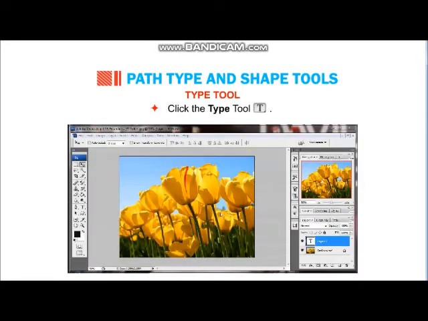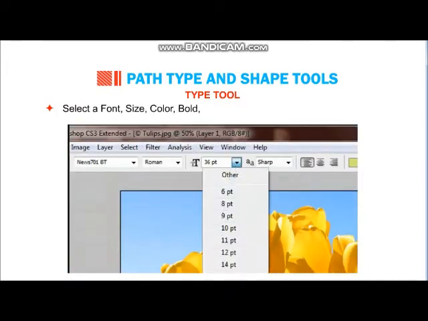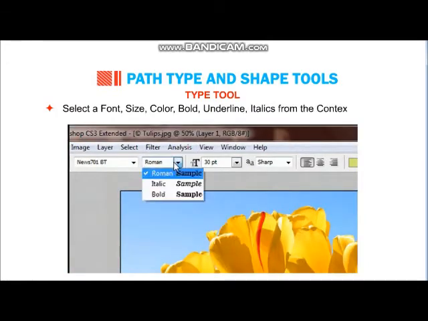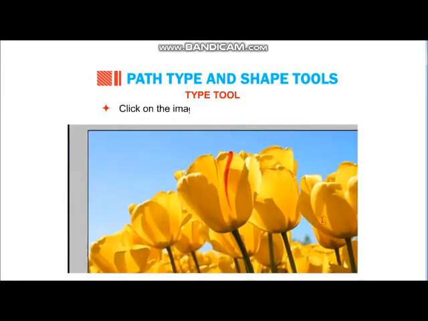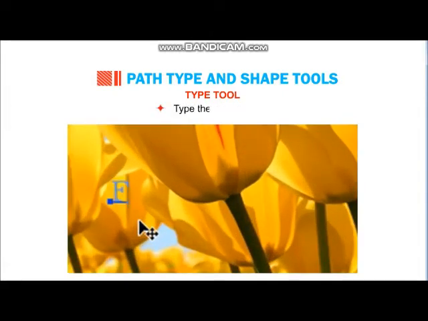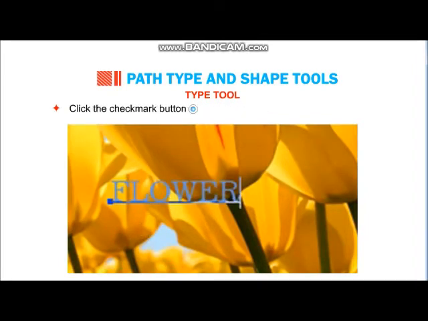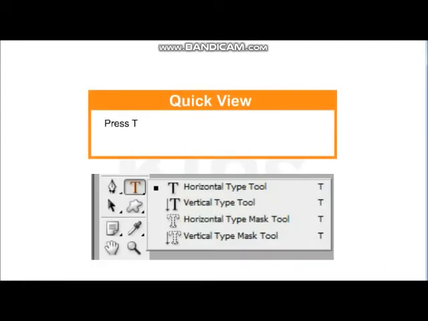Click the Type tool. Select a font, size, color, bold, underline, italics from the context menu. Click on the image where you wish to add text. Type the desired text. Click the check mark button on the context menu to end text editing. Students, you can press T to select Type tool and Shift plus T to switch between horizontal and vertical Type tool.